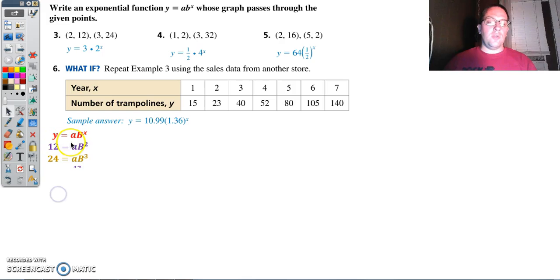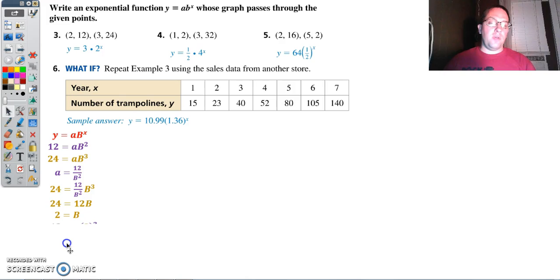So number 3, we start with our y equals a times b to the x. We plug in our 2 points. So 12 equals a times b squared, x and y, so 24 equals a times b cubed. Solve for a in the first equation, the one with the lowest exponent. So a equals 12 divided by b squared. Take that, plug that into a in the second equation. So 24 equals 12 divided by b squared times b cubed. Well, b cubed divided by b squared is just b. So we have 24 equals 12b, divided by 12 on both sides, and b equals 2.